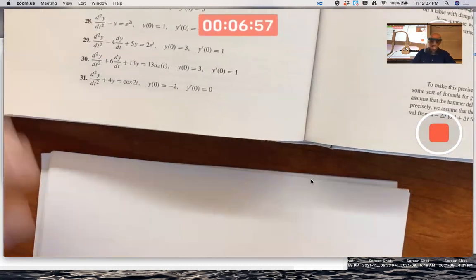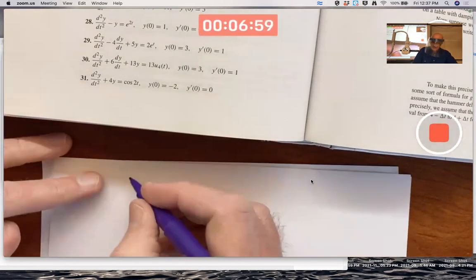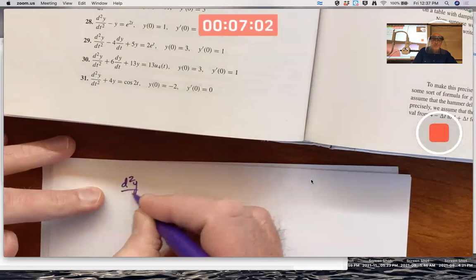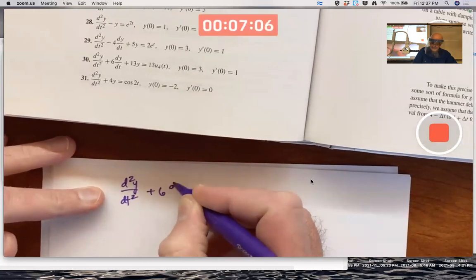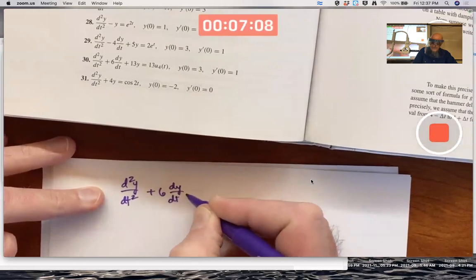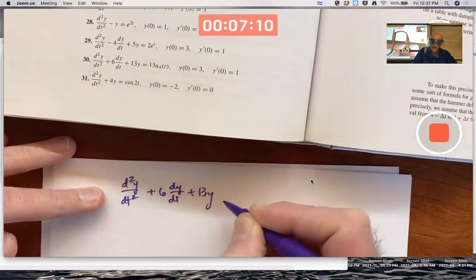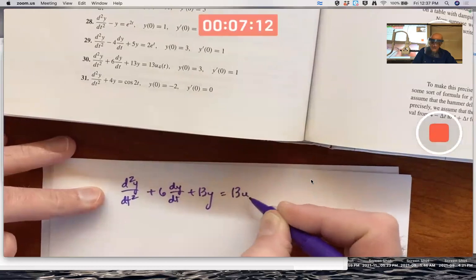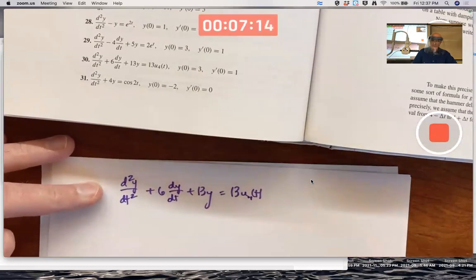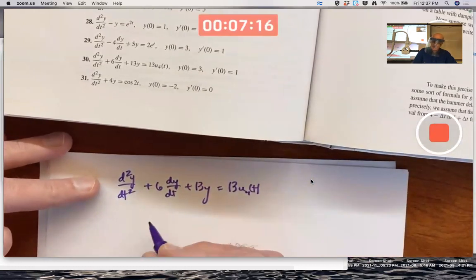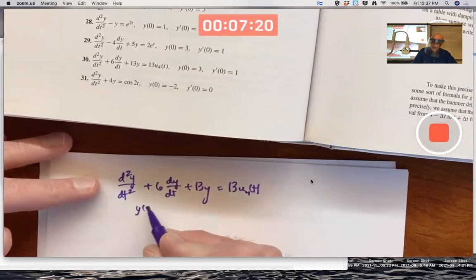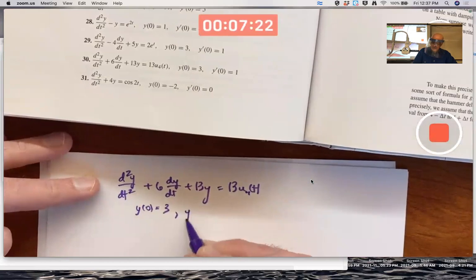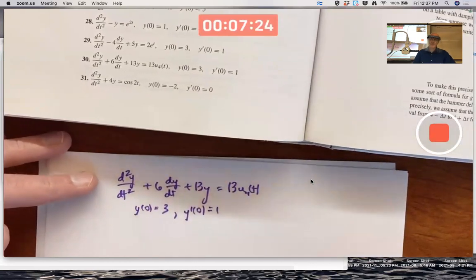So the second derivative with respect to t twice plus 6 times the first derivative plus 13 times the function equals 13 u4(t). What is u4(t)? I'll say that in a second. The initial conditions are y(0) equals 3 and y'(0) equals 1.